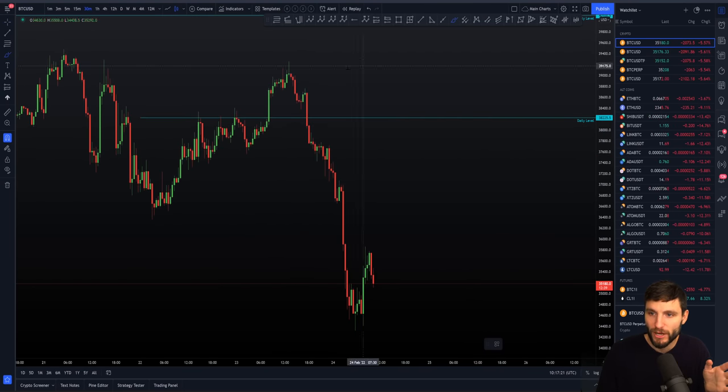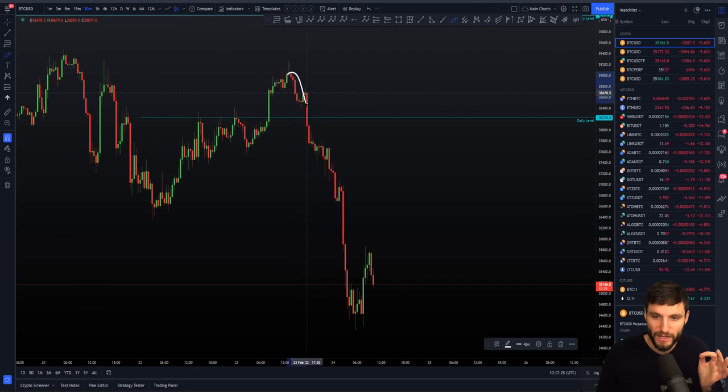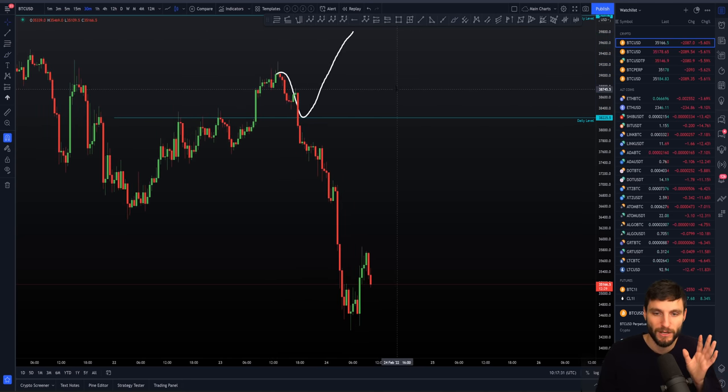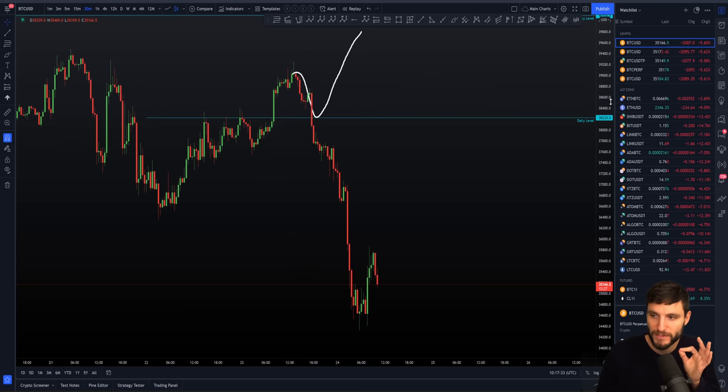So at the time, you could have been looking for this. And to be honest, it was an absolute fair trade. A back test of that CC, for example, looking for another move to the upside. That is a potential trade. I would definitely say that could have been a potential.